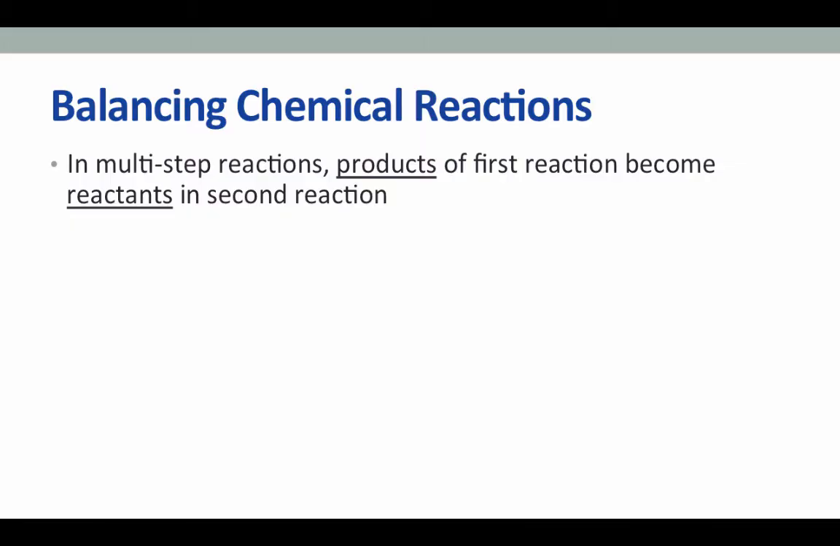Today's experiment is a two-step chemical reaction, and in multi-step reactions, the products of the first reaction become reactants in the second step. So in our first step, we will mix solid aluminum with potassium hydroxide and water, and this will yield potassium ions, aluminum hydroxide anions, and also hydrogen gas.